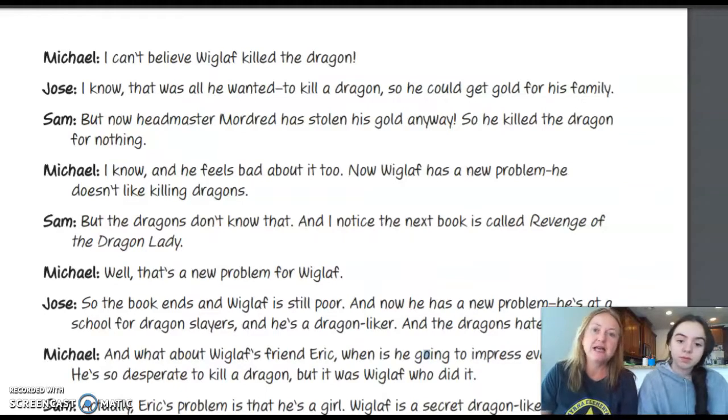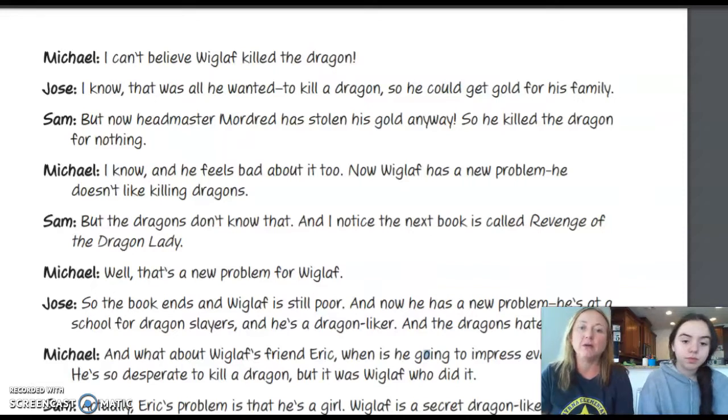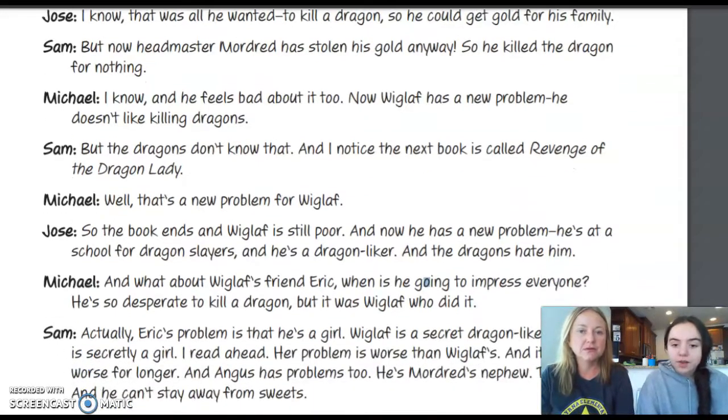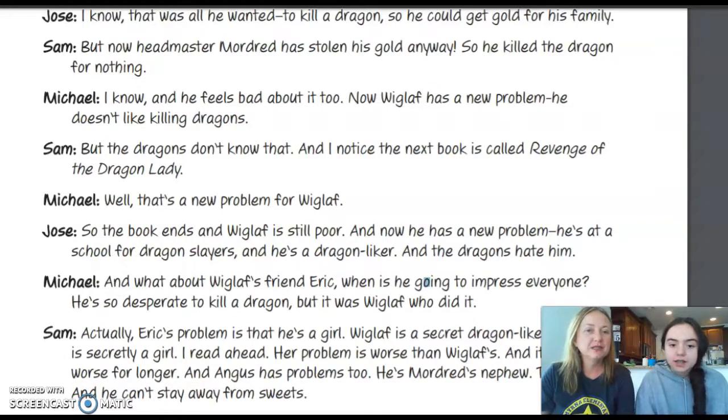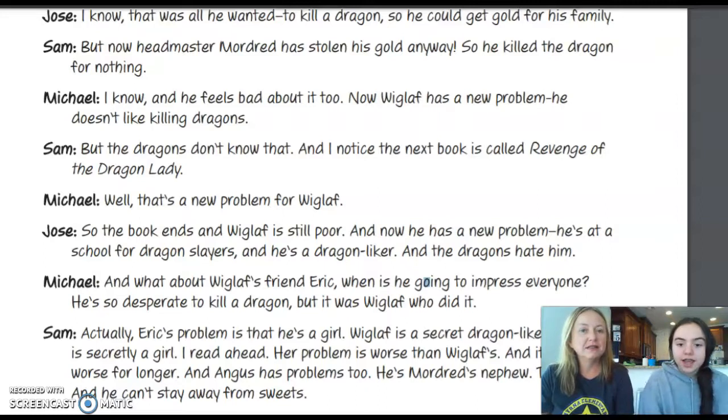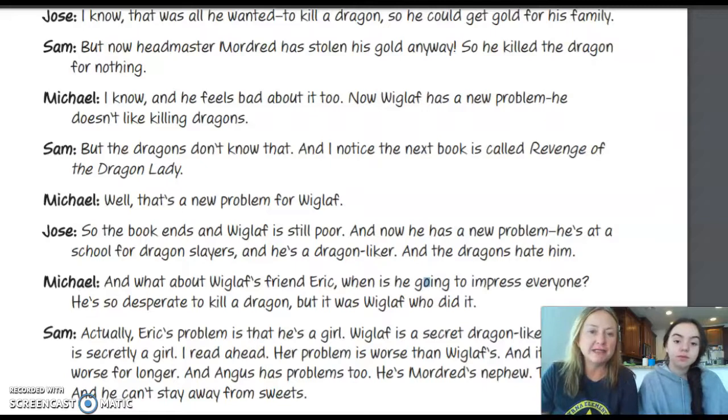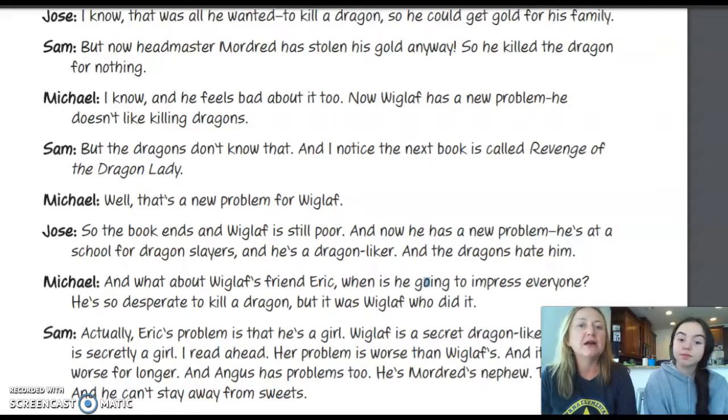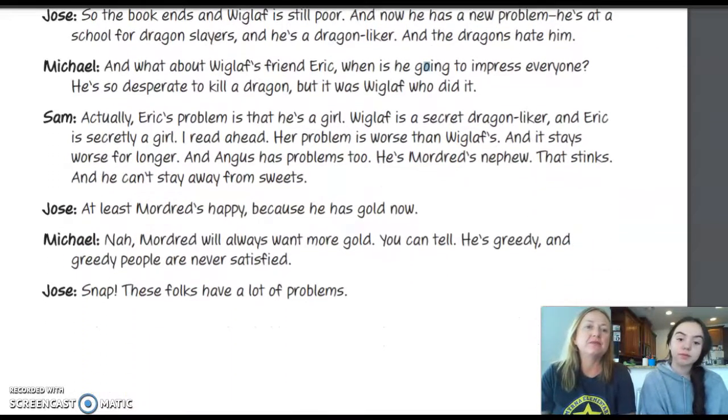And I noticed the next book is called Revenge of the Dragon Lady. Well, that's a new problem for Wiglaf. So the book ends and Wiglaf is still poor, and now he has a new problem. He's at a school for dragon slayers, and he's a dragon liker, and the dragons hate him. And what about Wiglaf's friend Eric? When is he going to impress everyone? He's so desperate to kill a dragon, but it was Wiglaf who did it. Actually, Eric's problem is that he's a girl. Wiglaf is a secret dragon liker, and Eric is secretly a girl.